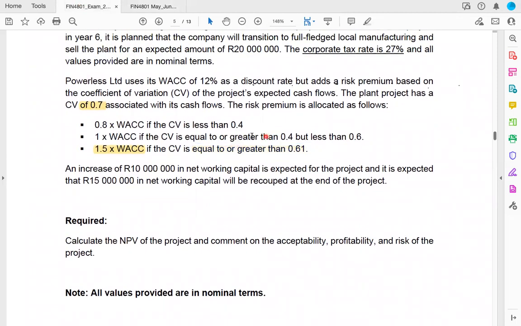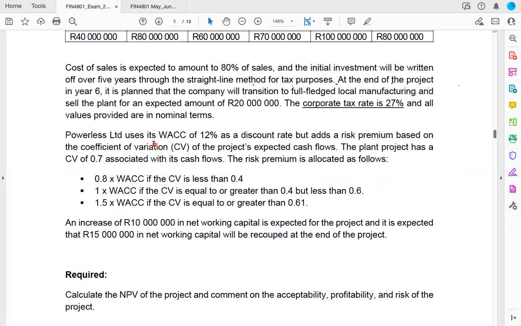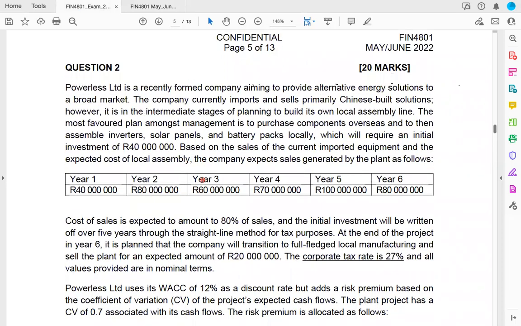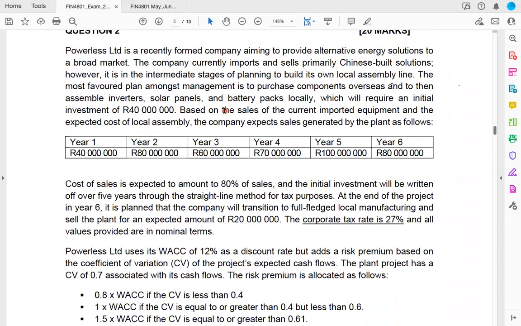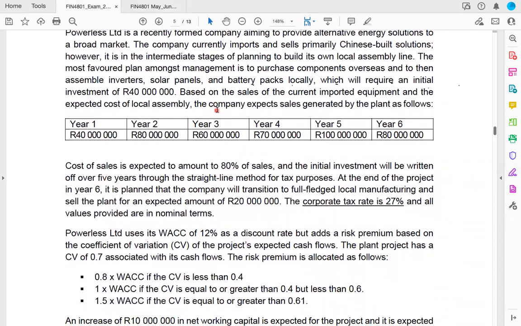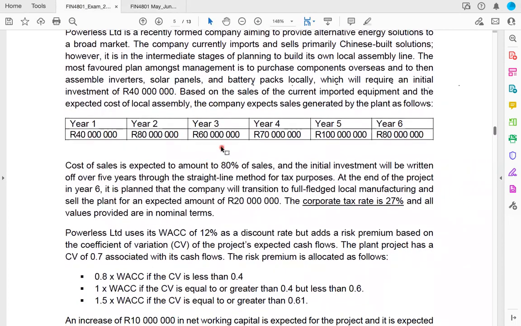It's important to note that these capital budgeting questions are not always the same. They change. So it's important to go through as many questions as possible as you prepare for your exam, to familiarize yourself with the different ways in which this type of question can be asked. This is just one possible example of how a capital budgeting question can be asked.